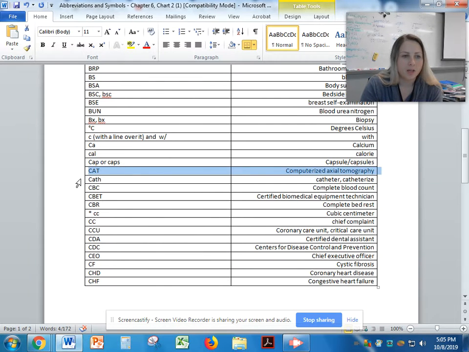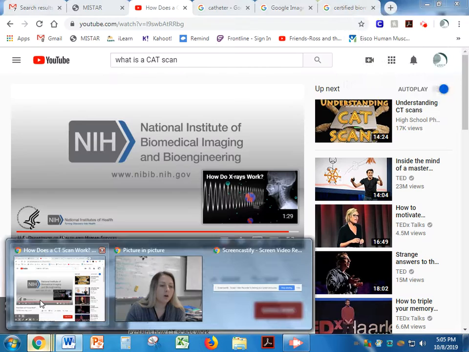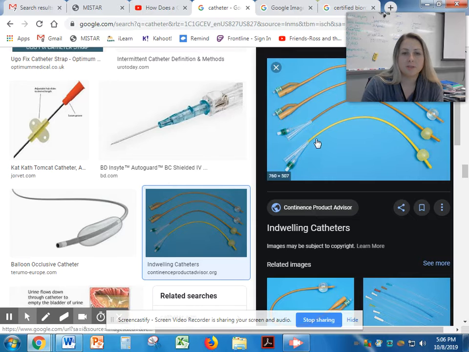Okay. Cath, this is for catheter or to catheterize. We use catheters a lot in medicine. All a catheter means is it's a tube. It's like a straw, right? A tube. It's hollow in the center. So a couple pictures of catheters.